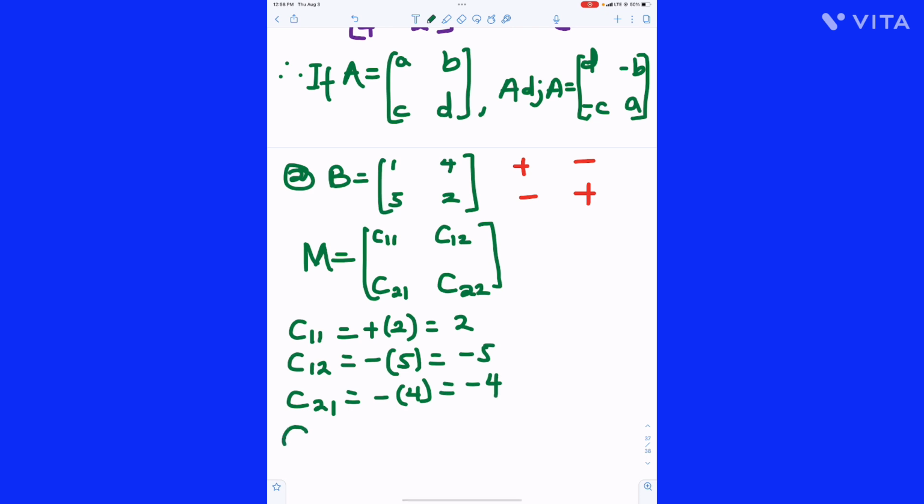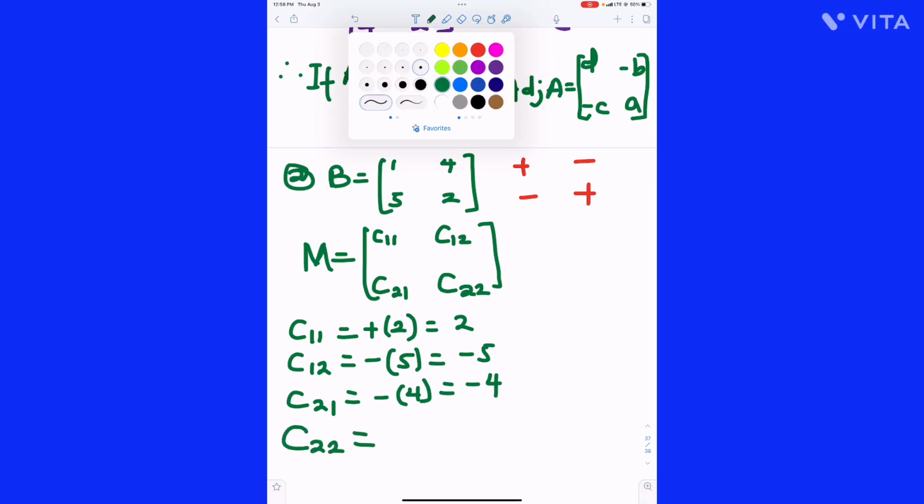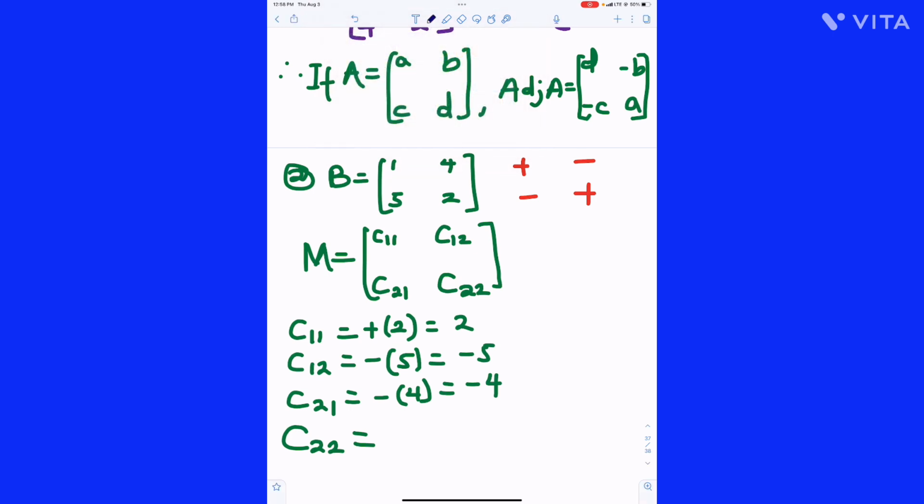Minus 4. Let's go ahead and find the cofactor of the element in the second row, second column. The element in the second row, second column is 2. This is the element in that position. All I have left after crossing its row and column is 1. 1 should take a positive sign. So I'll get plus times 1, and that gives me 1.